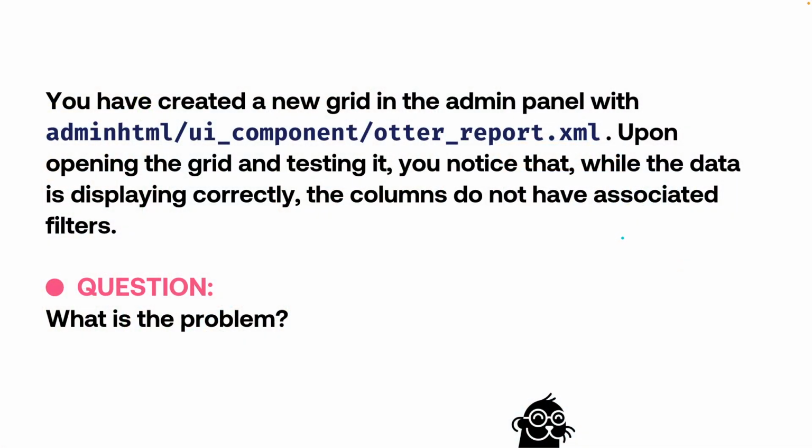So without further ado, let's jump in and take a look at our knowledge bite question of the week. You have created a new grid in the admin panel with adminhtml, uiComponent, autoreport.xml. Upon opening the grid and testing it, you notice that while the data is displaying correctly, the columns do not have associated filters. Shoot, what do you do about that? This is a problem. Now, good news is you caught it, the client didn't catch it. So we're in a good place at this point.